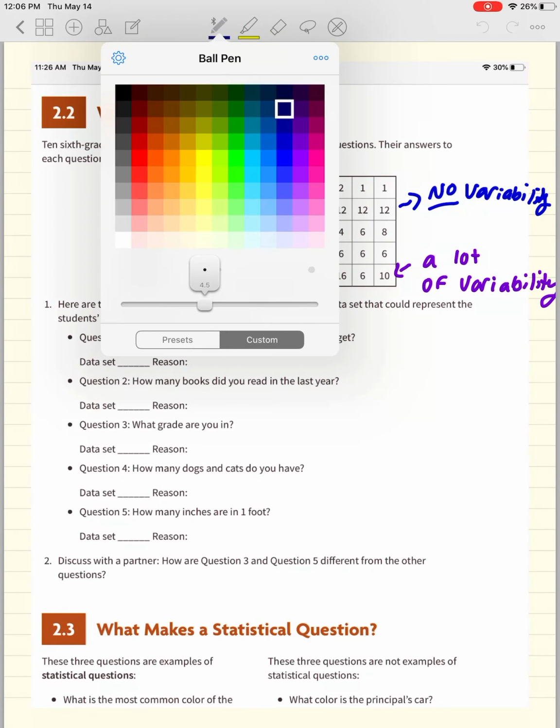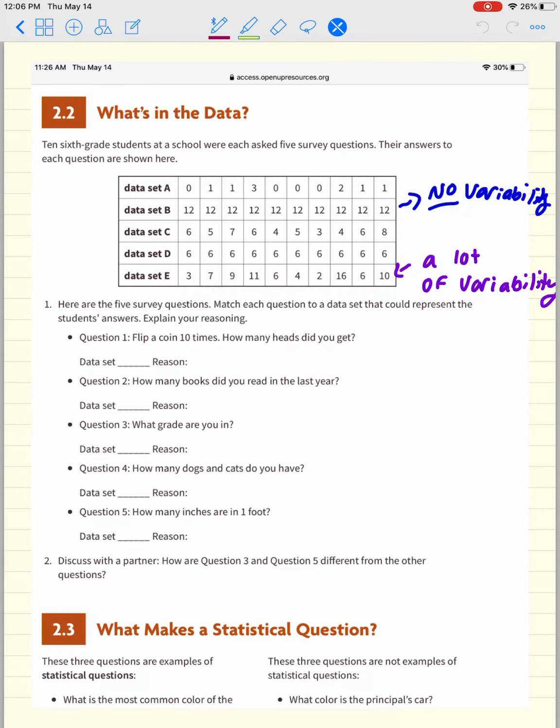Okay, I think looking at the data, data set C makes the most sense for this one. My reasoning for that is that the numbers 6, 5, 7, 6, 4, 5, 3, 4, 6, 8 are all in the middle range. So most likely when you flip heads or tails, you get kind of in the middle, 50-50. And so I think that one makes the most sense. The numbers range from 3 to 8. We of course could have 2 or 1, but most likely you're going to get at least some heads or some tails.